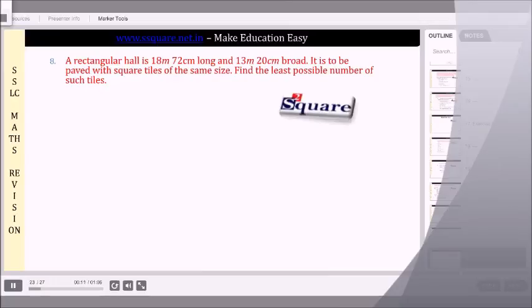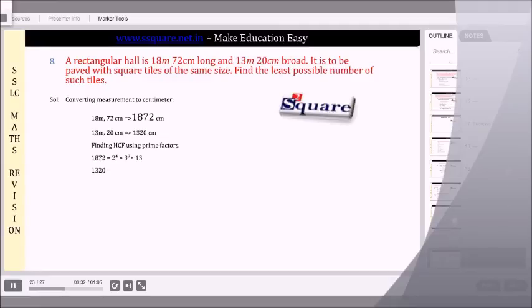A rectangular hall is 18 meters 72 centimeters long and 13 meters 20 centimeters broad. It is to be paved with square tiles of the same size. Find the least possible number of such tiles. So we need to convert meters into centimeters. The rectangular hall is 1872 centimeters long and the breadth is 1320 centimeters. So HCF of 1872 and 1320 is 24. So 24 centimeter size tiles are required.